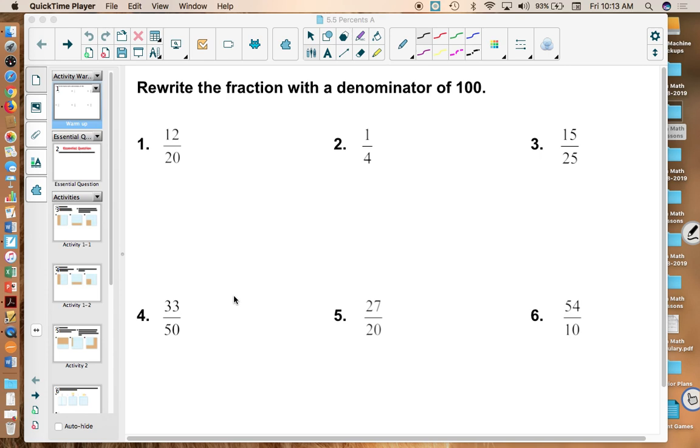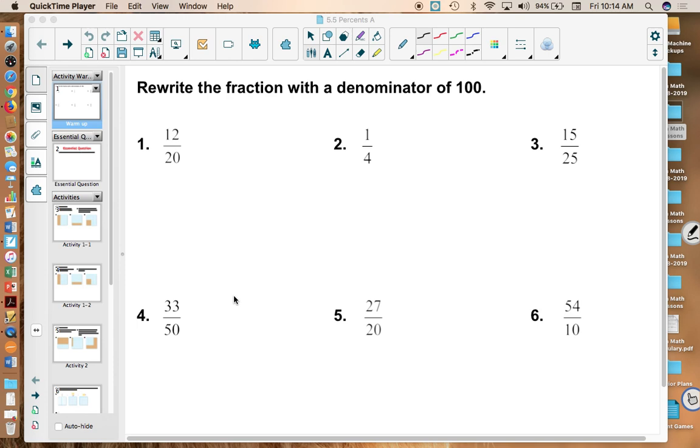The ultimate goal of what we're doing now is you're going to be able to convert between ratios, between fractions, and percentages. Okay, that's our ultimate goal.